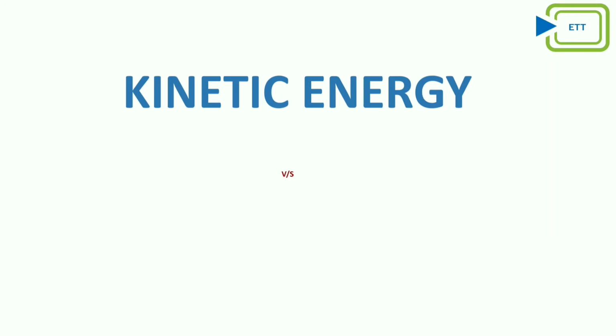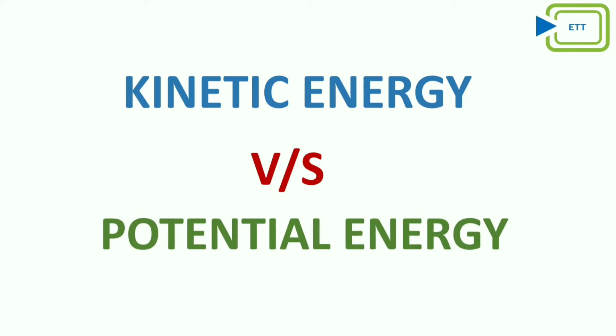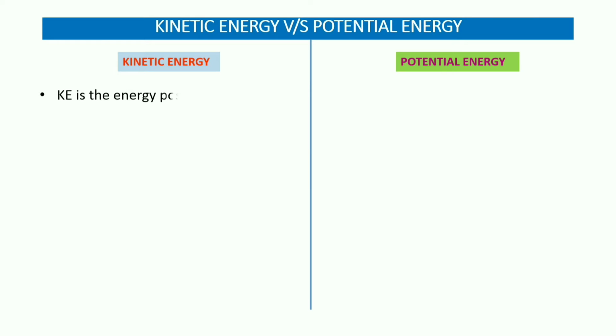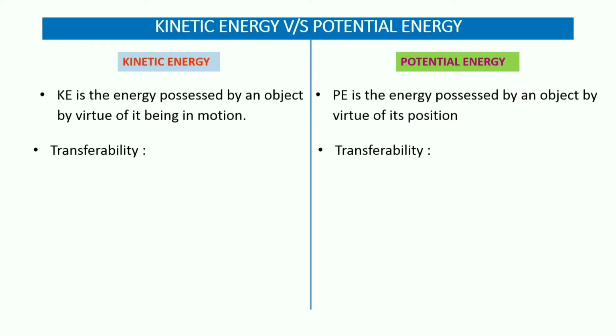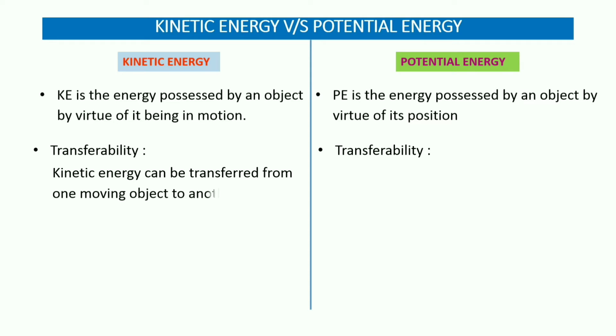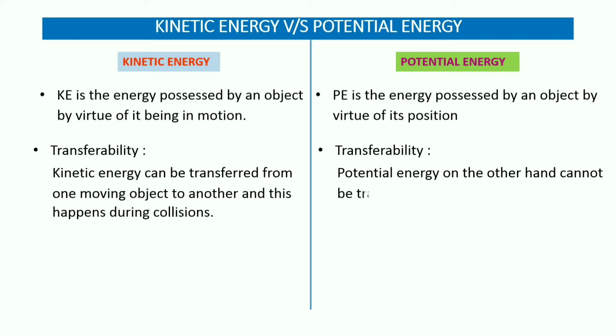Comparison between kinetic energy and potential energy. Kinetic energy is the energy possessed by an object by virtue of it being in motion, while potential energy is the energy possessed by an object by virtue of its position. Transferability. Kinetic energy can be transferred from one moving object to another, and this happens during collision, while potential energy on the other hand cannot be transferred from one object to another.